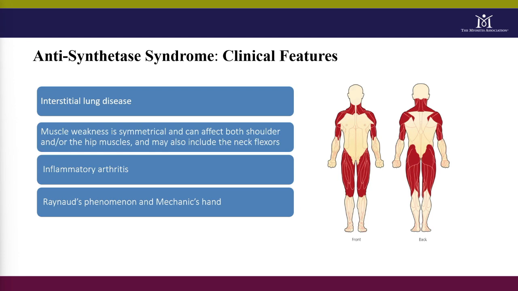The pattern of muscle weakness in anti-synthetase is similar to PM and DM. It can affect either one shoulder or both shoulders and hips. It can also include the muscles for swallowing and also the neck flexors. It can cause Raynaud's, which can cause color changes in the fingers and toes, so they may feel cold and numb during an episode of Raynaud's.